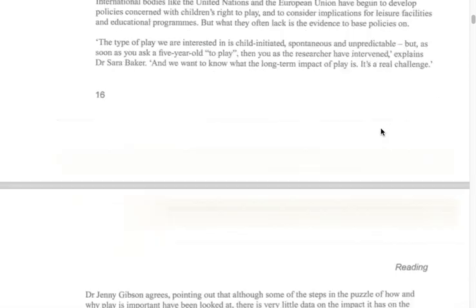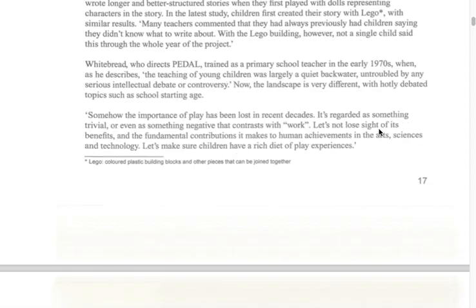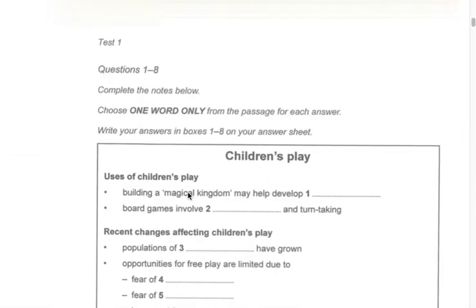So the answer would be, building a magical kingdom may help develop creativity. And remember, one word only. So the answer would be creativity.